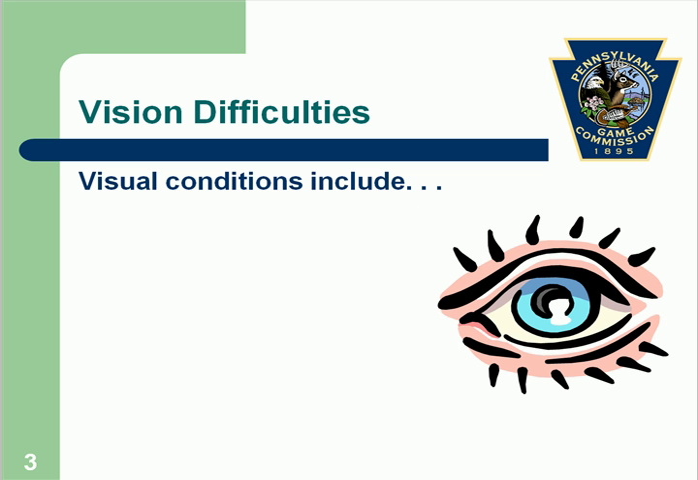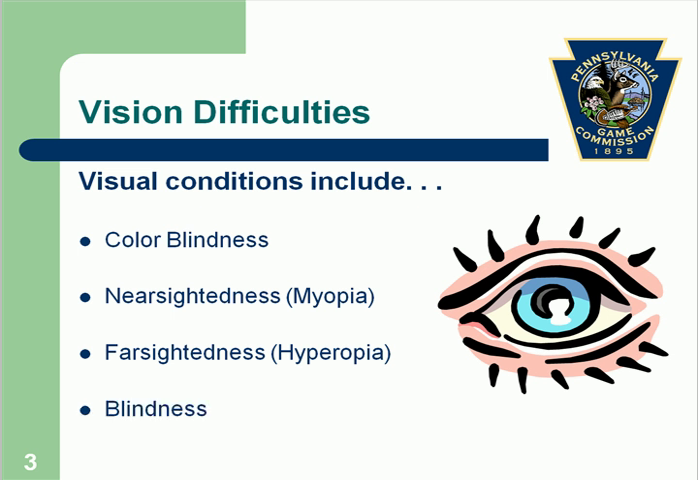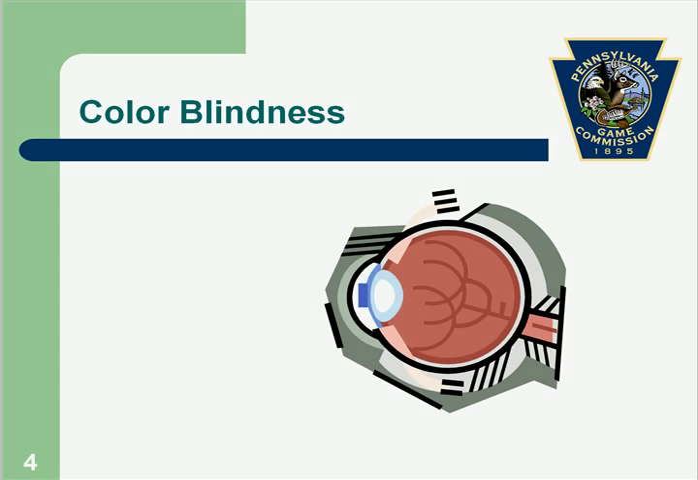First, we will cover vision difficulties. These conditions include color blindness, nearsightedness, also known as myopia, farsightedness, hyperopia, and total blindness. Color blindness.